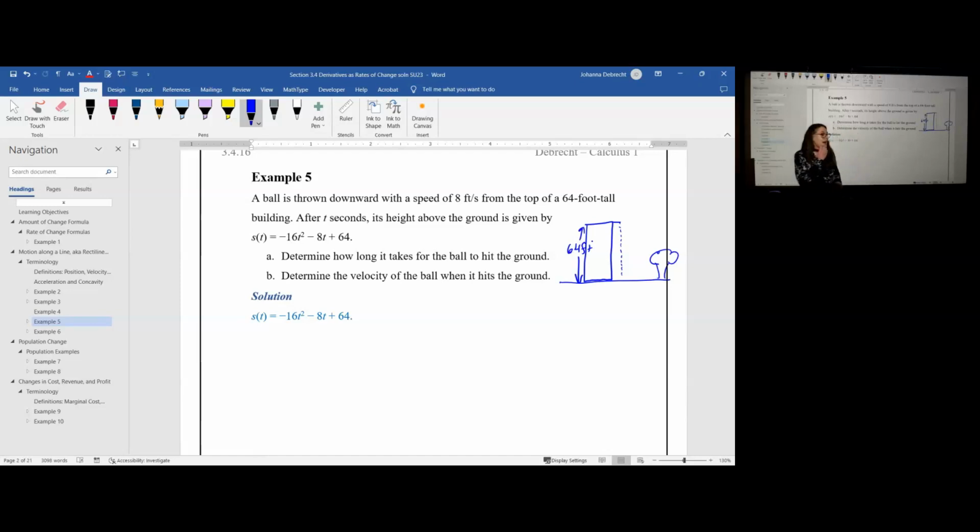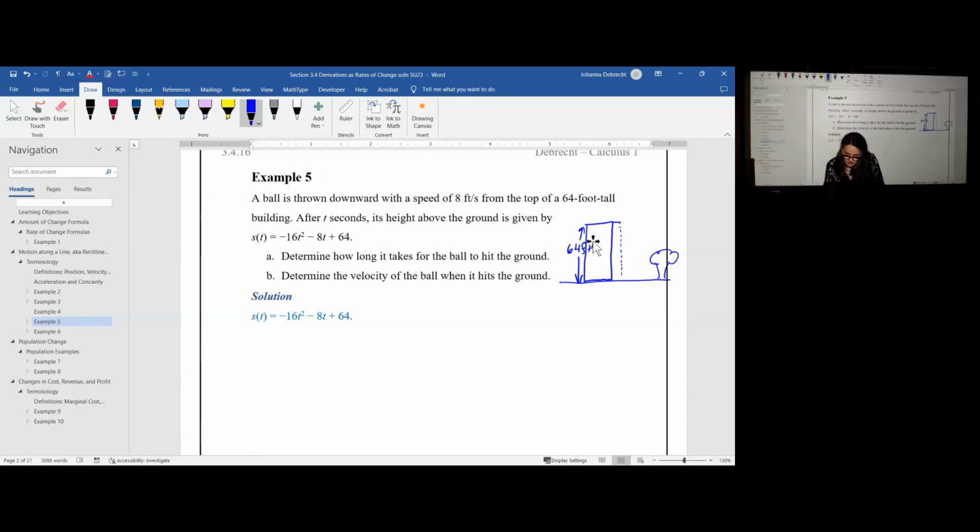S represents the height above the ground. We want to know how long it takes the ball to hit the ground. When the ball hits the ground, its position will be 0. Again, you have to know from what point you are measuring the height. Are you measuring the height from the top of the building or from the ground? It says in the statement of the problem that the height is from the ground up.